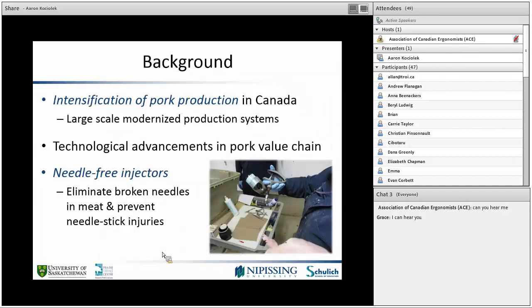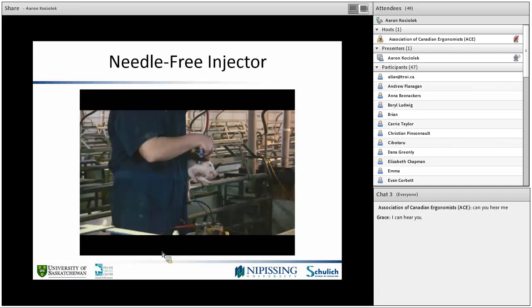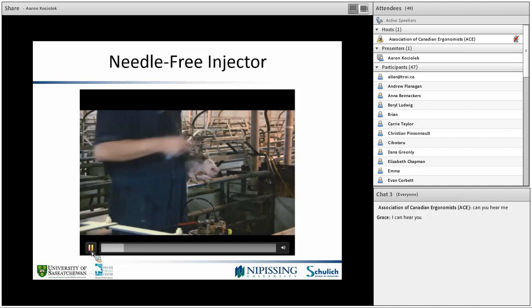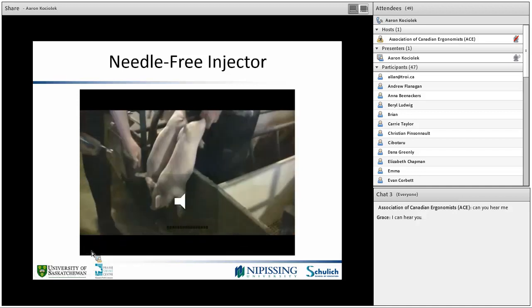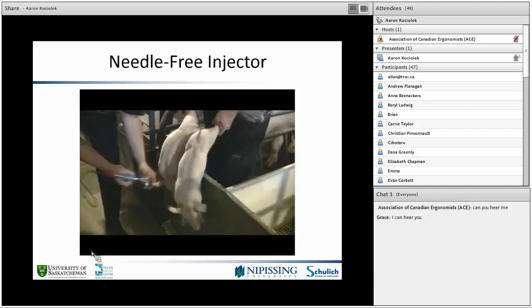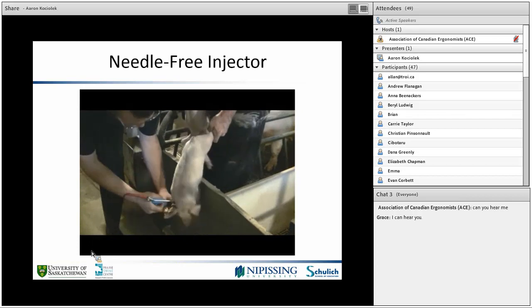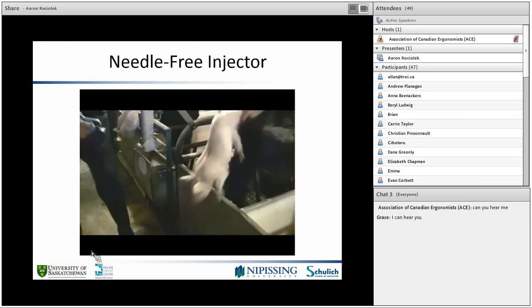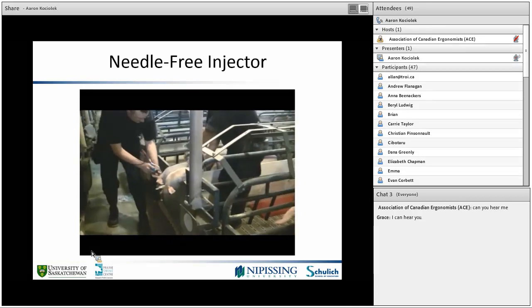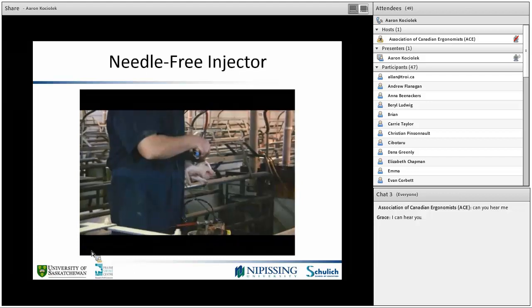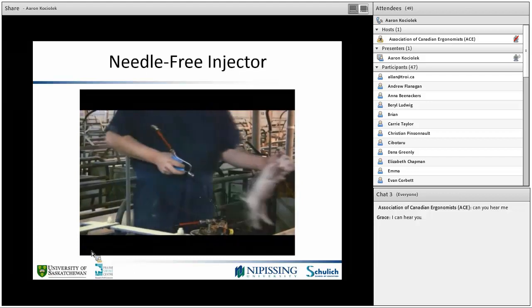So just before I give you an overview of the project, I thought I'd show you a very quick video to show you what this needle-free injector looks like. What it actually is doing is forcing the medication directly through the skin of the pig using forced air and eliminating the needle. So you just have to make sure that you have relatively good pressure with the animal, and then the actual pressure of the jet stream would force the medication in.